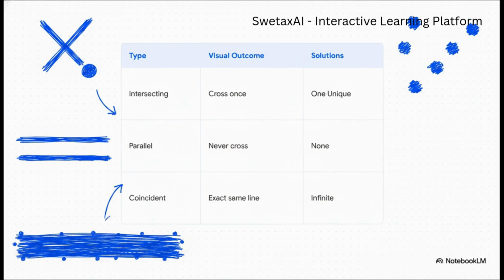And then case 3, coincident lines. This is when both equations actually represent the exact same lines sitting right on top of each other. This means they touch everywhere, giving us infinitely many solutions.